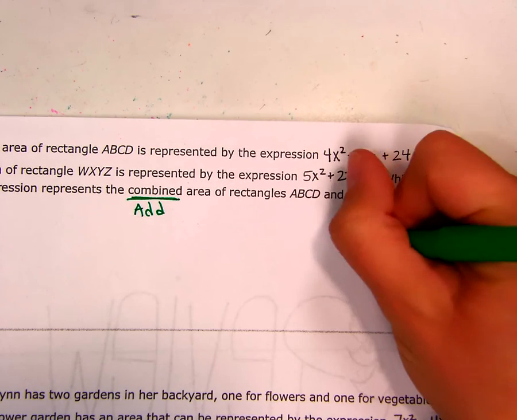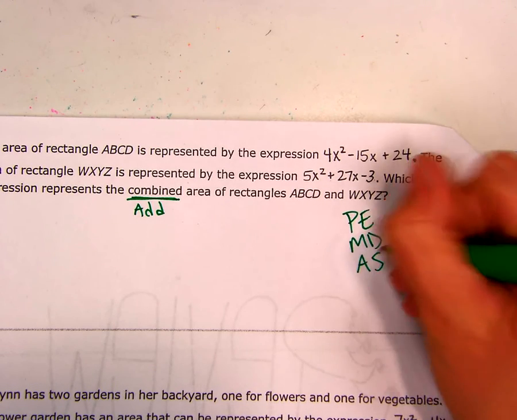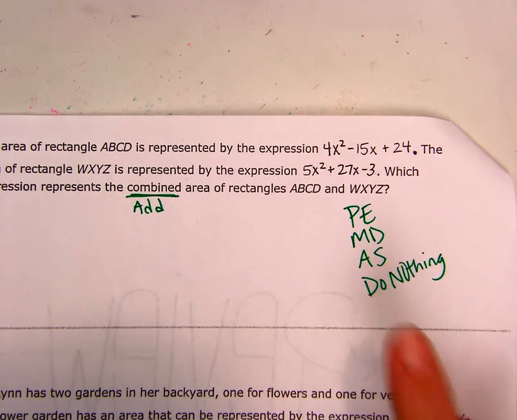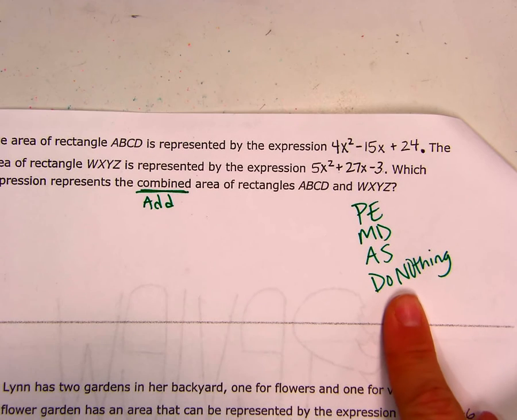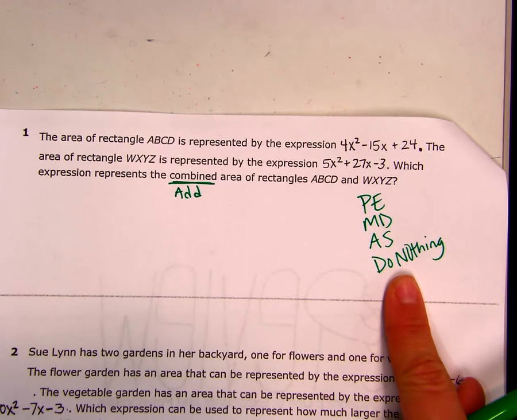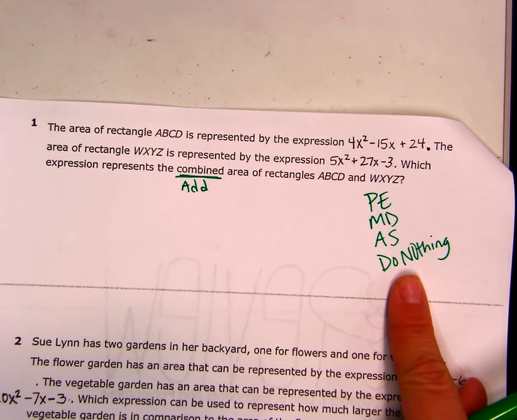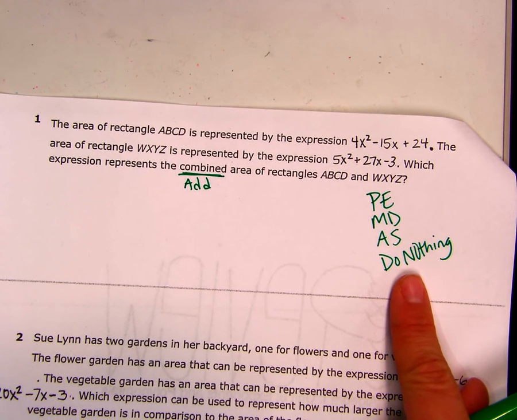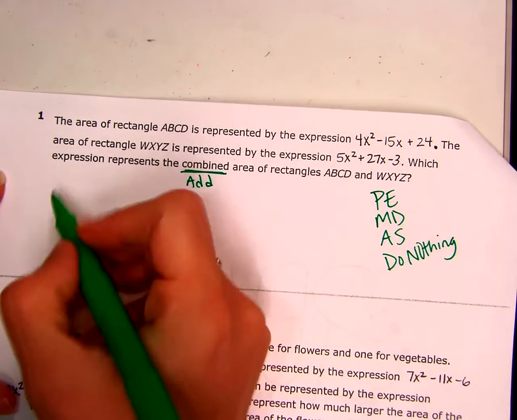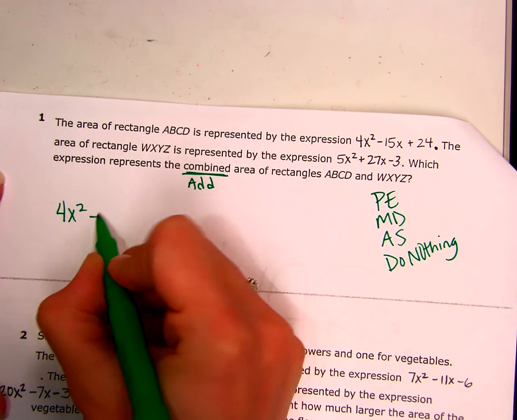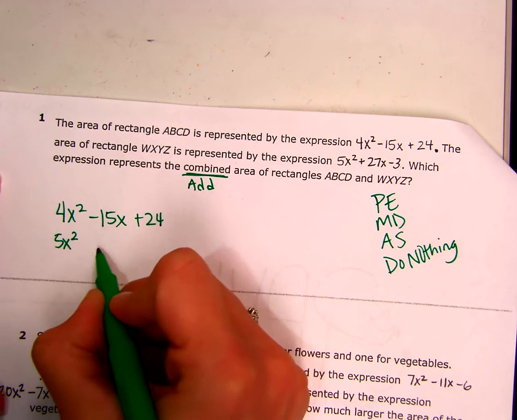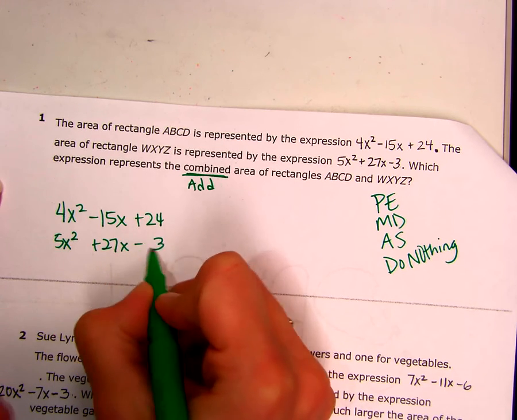If you will keep in mind what you know about the order of operations, this little memory trick here could help you out a whole lot in terms of being ready to answer these questions. So, we're going to add these expressions, which means in terms of the exponents, we need to do nothing to the exponent. So I'm going to write my two expressions, 4x squared minus 15x plus 24, 5x squared plus 27x minus 3, and I'm going to combine them.